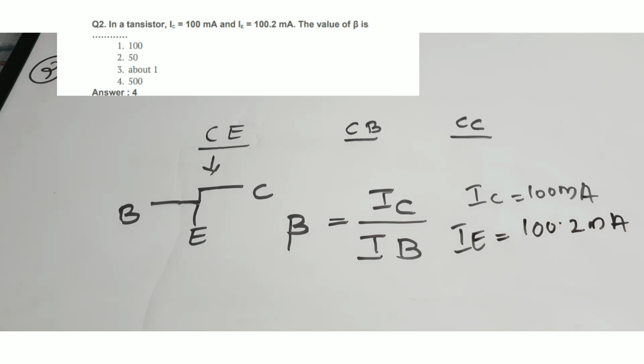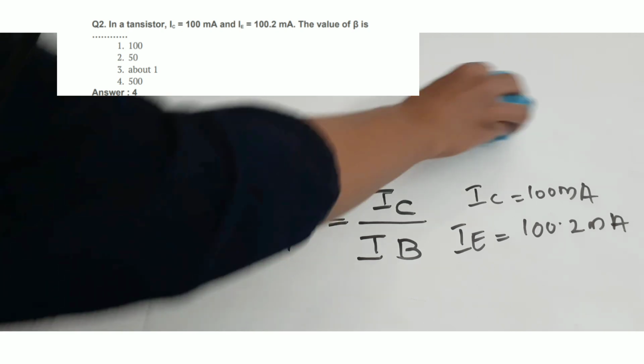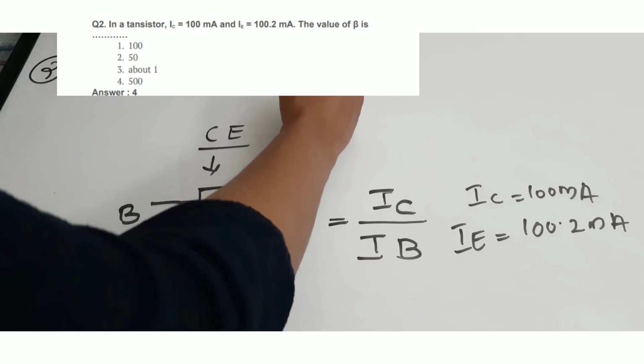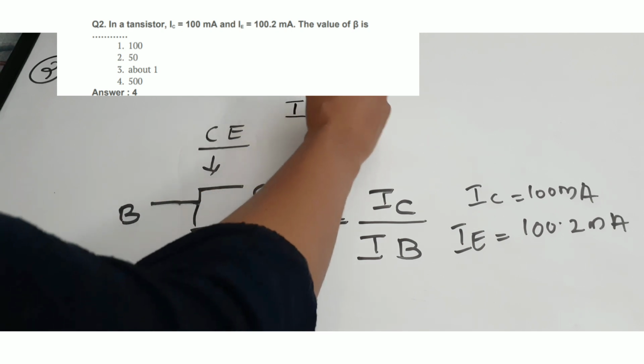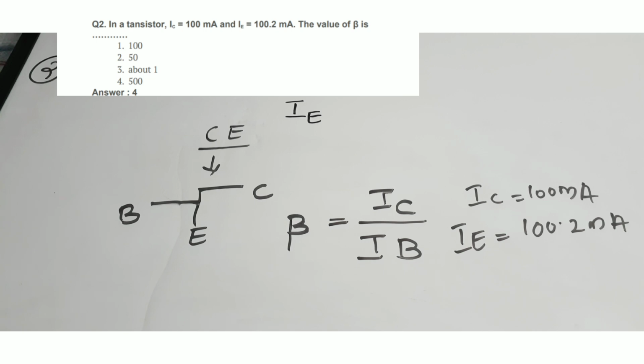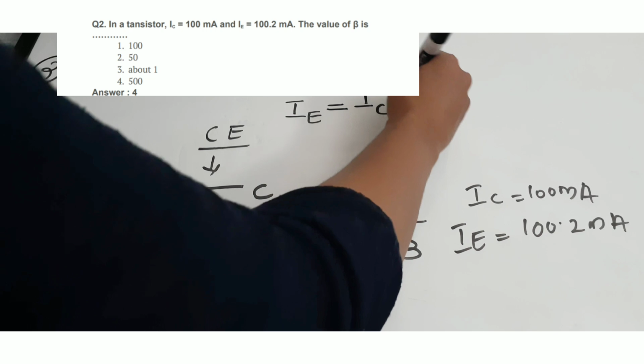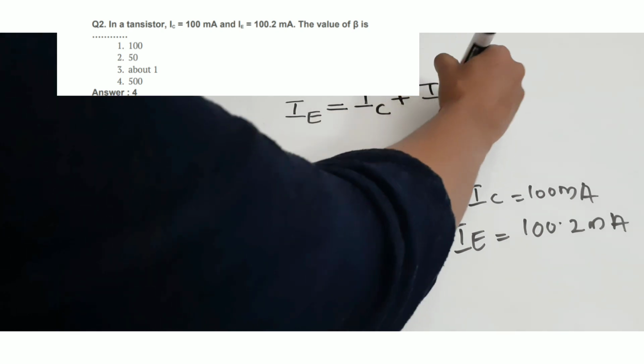So these two things are given to us, but we need IB to find the value of beta from the expression. Now, how can we find the value of IB? There is again an expression for finding the value of IB by using the relations between these three currents. I'll write that relation here. The emitter current IE is given by the sum of two currents, from the collector and from the base.